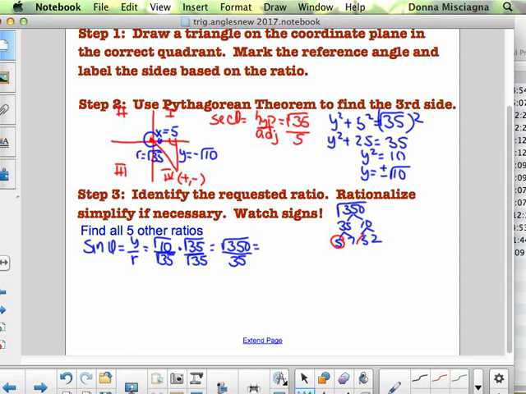So this is going to be 5 square roots of 14 over 35, which reduces. The 5 and the 35 are both divisible by 5, so that's 1 and 7. Final answer is square root of 14 over 7.